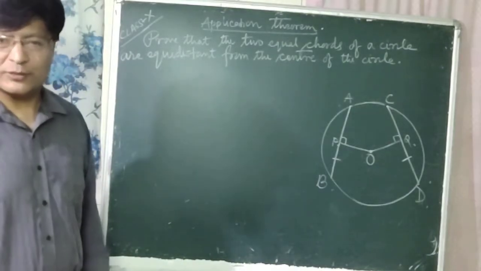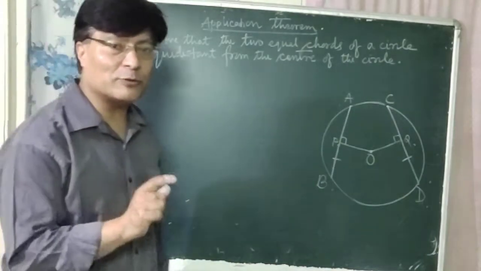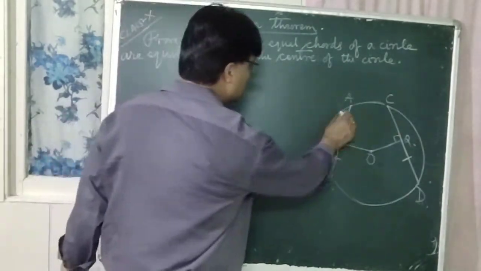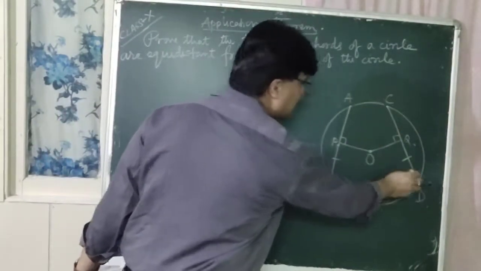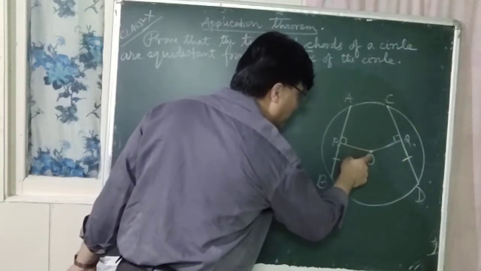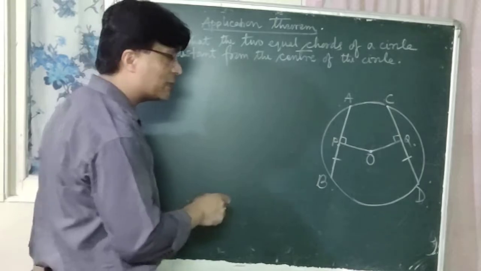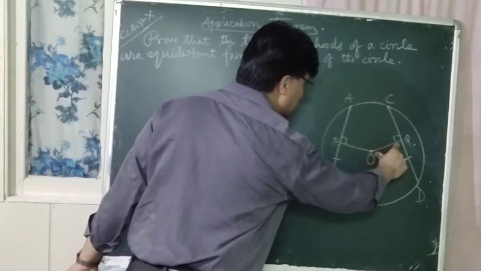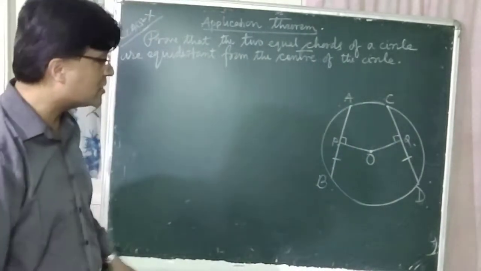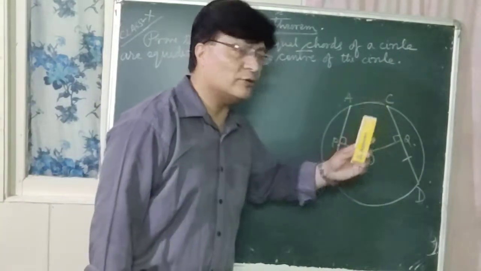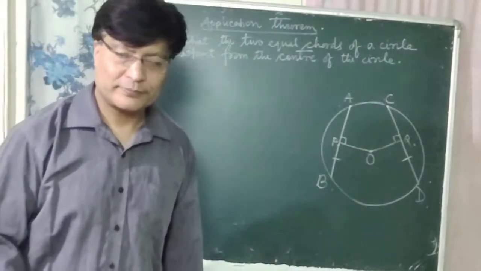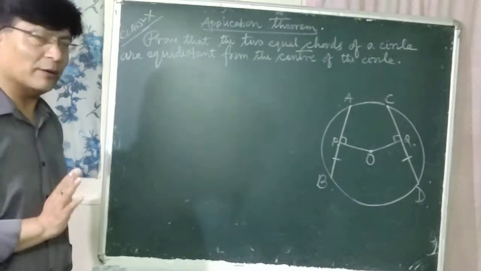So I think you have understood it now. We have to prove that these two equal chords AB and CD are equidistant from the center O of the circle. That is, we have to prove that distance OP is equal to distance OQ, that is, perpendicular OP is equal to perpendicular OQ. Is that clear now?